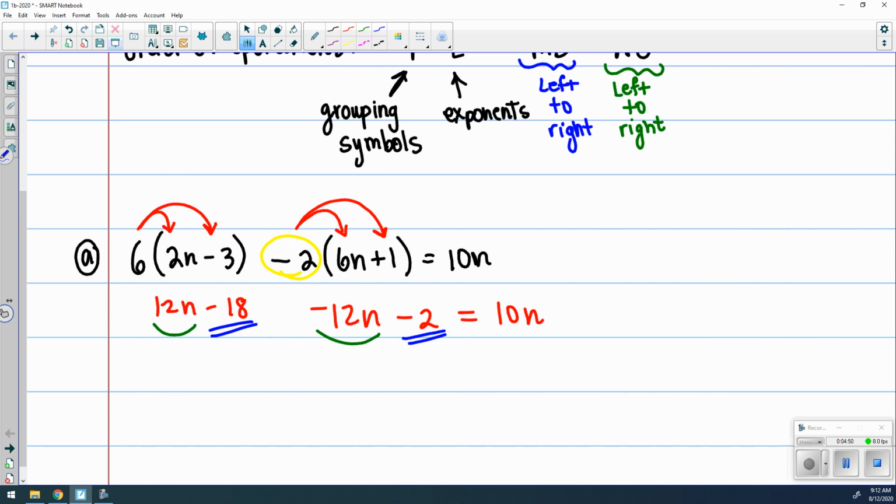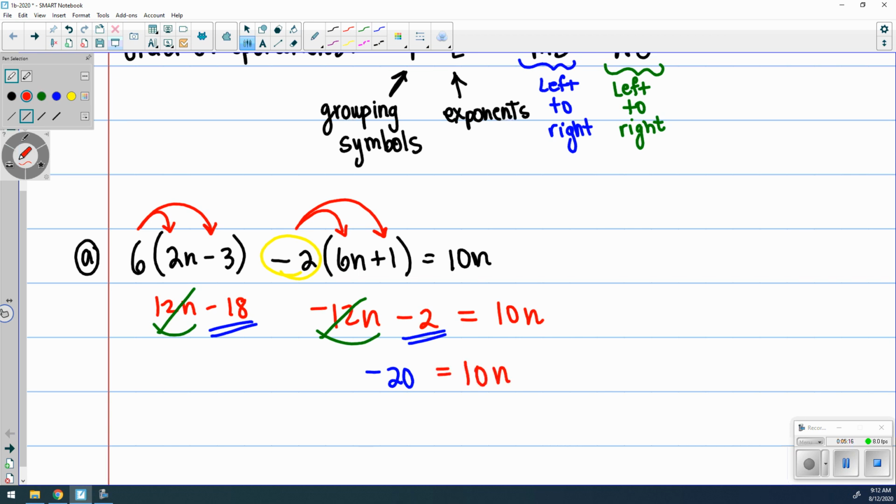There's no number that we're going to plug in for a variable and multiply it by something. That's why they're called constants. Okay, so anyway, 12n minus 12n, that cancels out. Those are gone now. But negative 18 and negative 2 gives me negative 20. Negative 12n and positive 12n, positive and negative just cancel. I'm done there. Anyway, equals 10n.